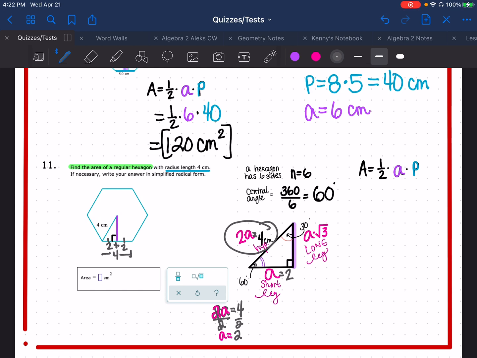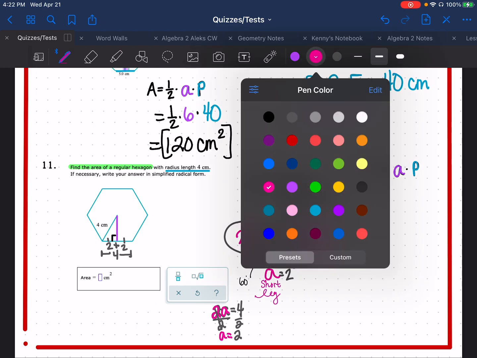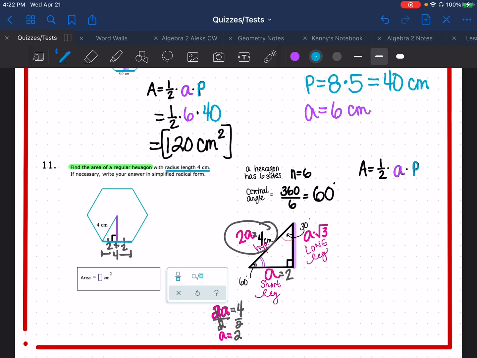And this is important because guess what? That is going to give you the side, which helps you find your perimeter. So now I can find my perimeter, which is my number of sides times the length of each side. So 6 times 4 is 24. And of course, it would be centimeters.